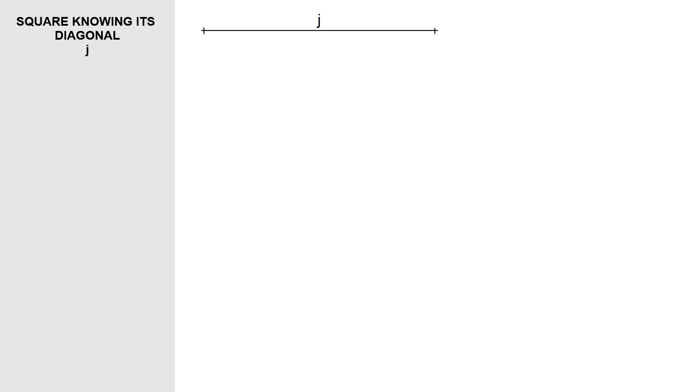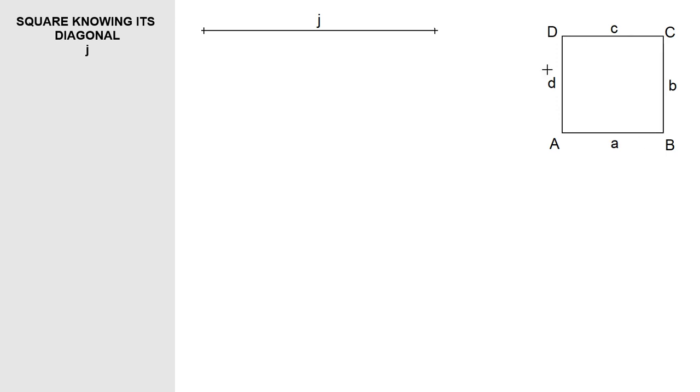In this video we are seeing how to draw a square when we know its diagonal, this line segment J. First we have to know what a square is so we can properly draw it. A square is a quadrilateral, that is a 4 sided polygon, a parallelogram, that is with both its opposite sides parallel, that has 4 congruent sides and 4 congruent angles, which are right angles.